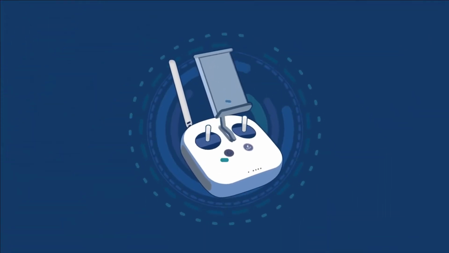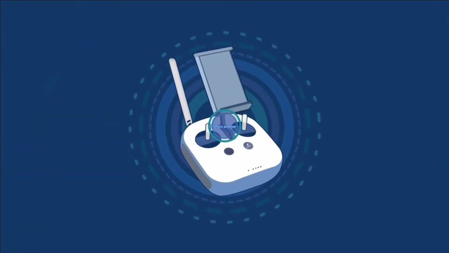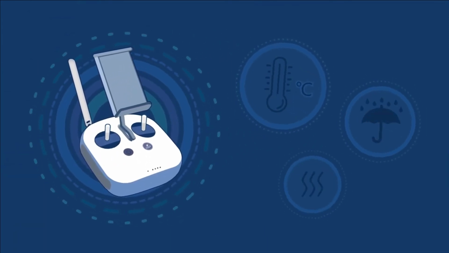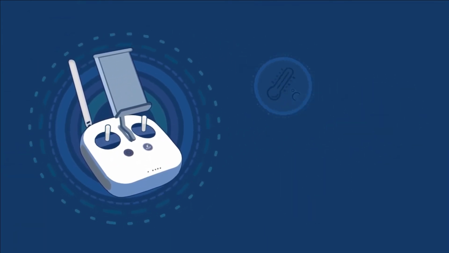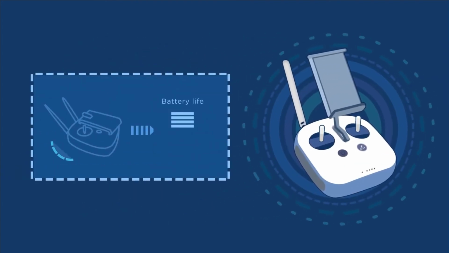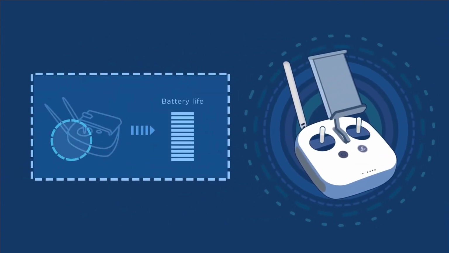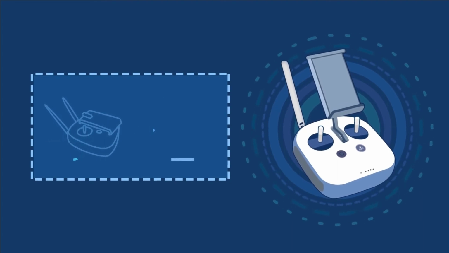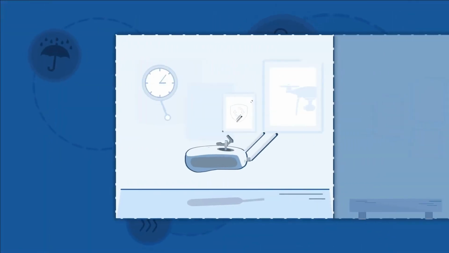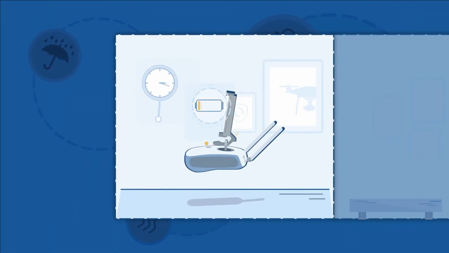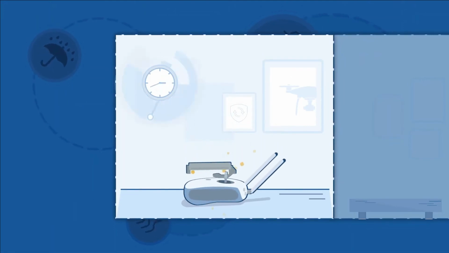DJI remote controllers contain lithium polymer batteries. In this video, we'll share some usage and storage recommendations so you can maintain your remote controller's battery health over time. Battery life may be reduced if the controller is not in use for a long time. Do not store the battery for long periods if the battery level is lower than 10%, as the battery may over-discharge and the battery cells may be damaged.